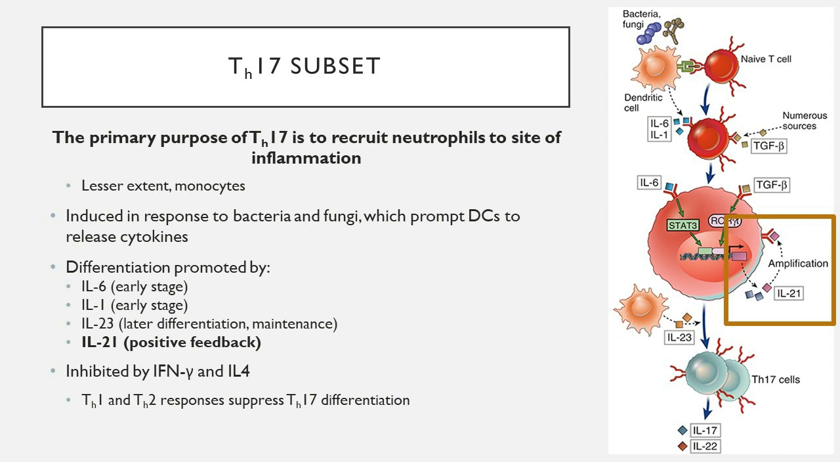Although there is a lot of overlap, particularly with the Th1 and Th2 subtypes, but less so with the Th17 subset. And again, I'll touch on the topic of polarization. The differentiation of Th17 is inhibited by the signature cytokines of Th1 and Th2, which are IFN gamma and IL-4. So any differentiation of those other two subsets suppresses the differentiation of the Th17 subset.